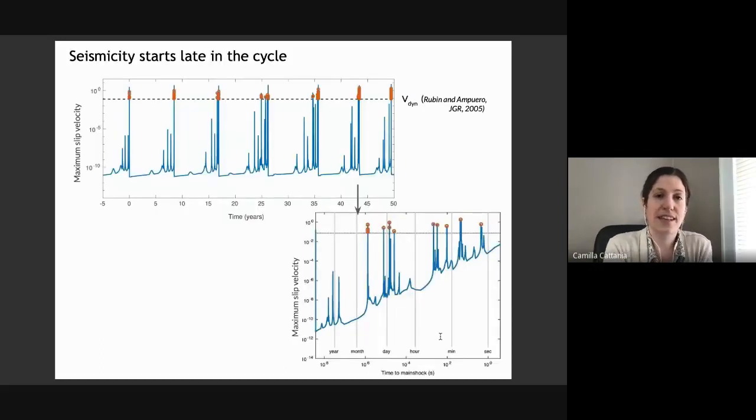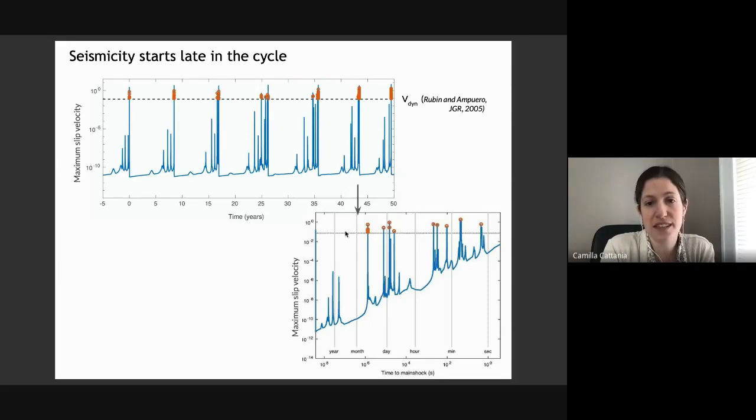So let's take a look at some seismic cycles modeled on these rough faults. Here we're looking at the maximum slip velocity on the fault as a function of time. Earthquakes are defined as events that exceed a certain characteristic slip velocity, indicated here by the dotted line. And what you can see is that on this rough fault, we have some accelerations that don't reach seismic velocity in the interseismic phase. And then we have this cluster of seismicity late in the cycle.